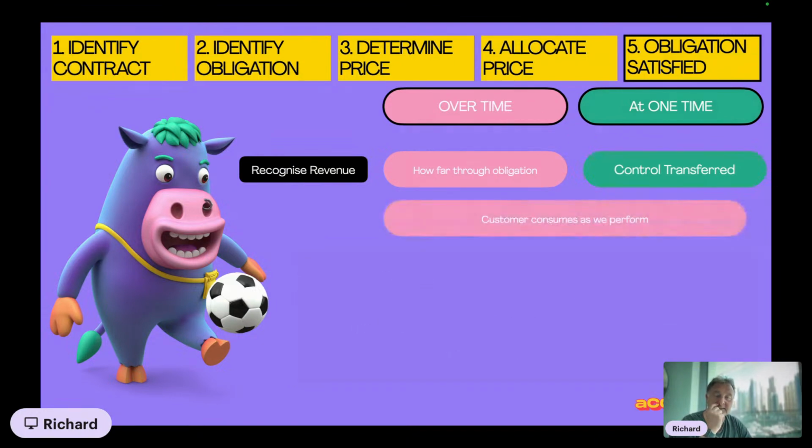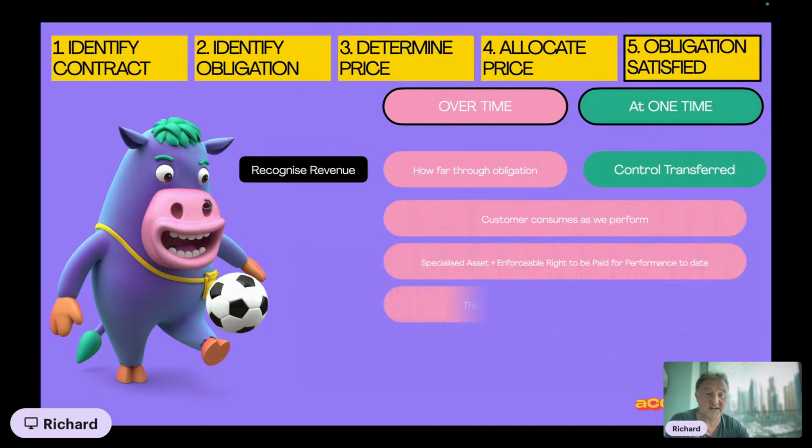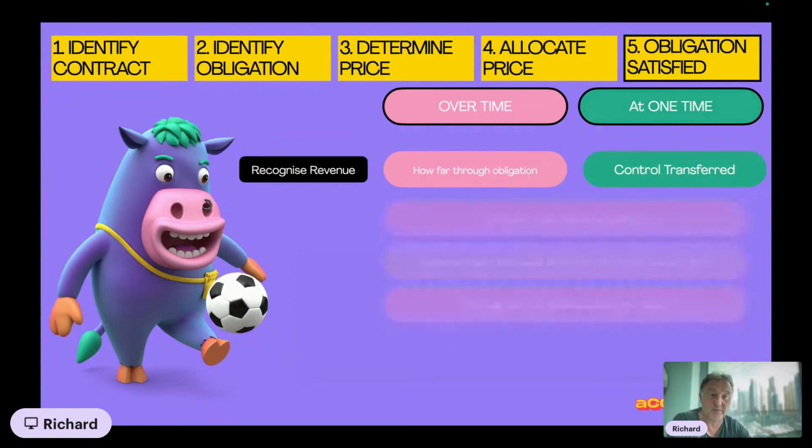Okay, these are the things to think about. Is it over time or at one time? If the customer assumes it as we perform it, then it's probably over time. If it's a specialized asset with an enforceable right, it's probably over time. If the customer controls it as we build it, it's probably over time.